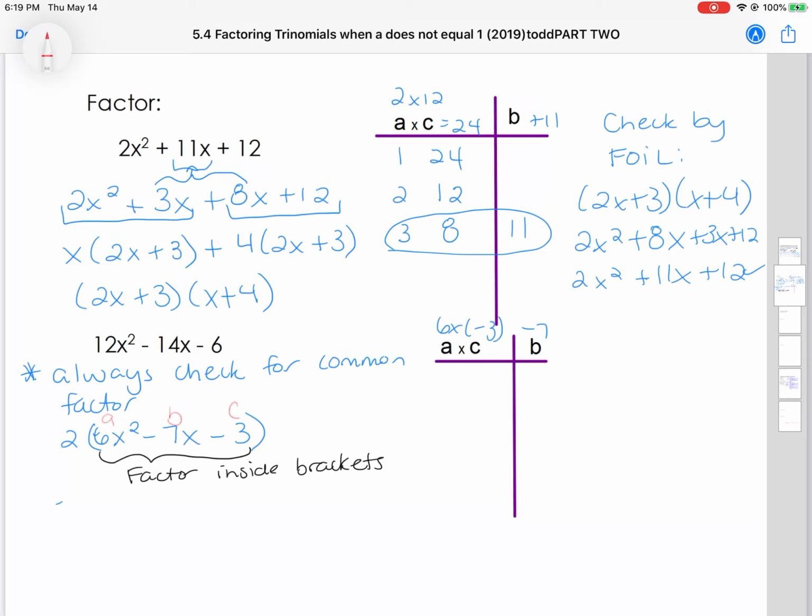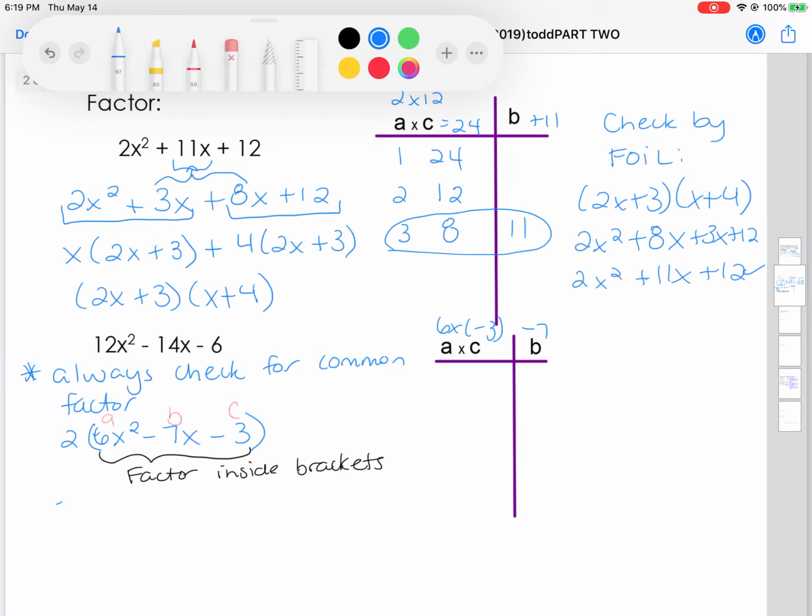I'm not worried about the 2 from the beginning. You can still check your answer the same way with FOIL. It would be one of the questions where you would have to FOIL the two binomials and then distribute the 2 at the end. That's the easiest way to do that.